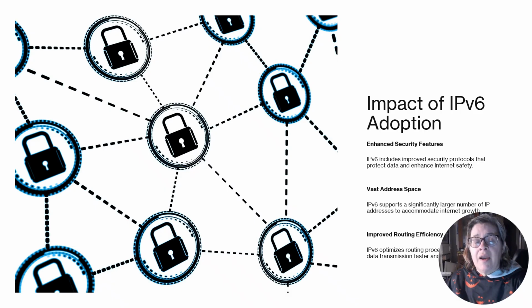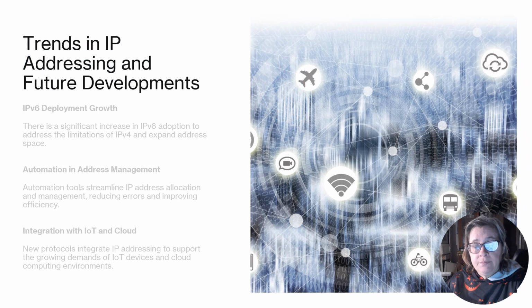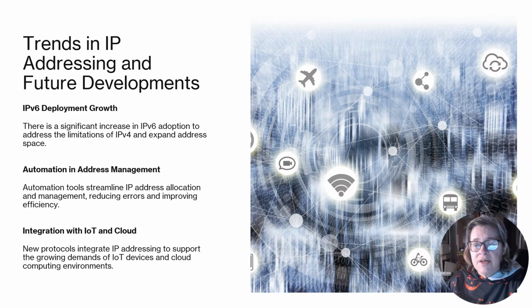IPv6 adoption enhances security features, supports a vast address space, and improves routing efficiency, driving the internet's evolution and supporting emerging technologies. Look, I would really recommend that everyone go to IPv6. Maybe do it in bits and pieces, but you really do need to do it, because it's just going to be so much better. Emerging trends include increased IPv6 deployment, automation in address management, and integration with new protocols to support Internet of Things and cloud computing.